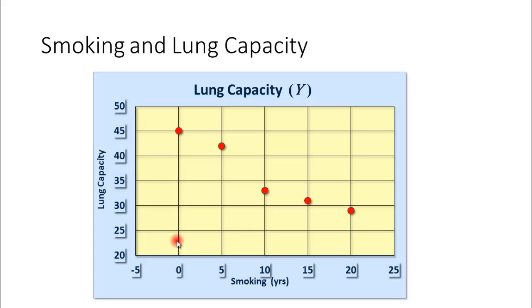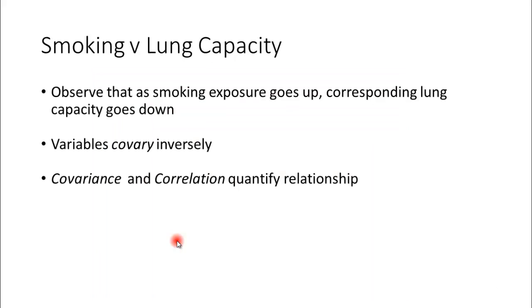They are inversely proportional. If we plot these points, it gives an inverse relationship chart. As smoking increases, the lung capacity goes down. So the variables vary inversely. That's the observation. There's another thing we are introducing here, which is correlation. Covariance and correlation are similar things. We'll tell you how they are different, but they both quantify the direction of the relationship.